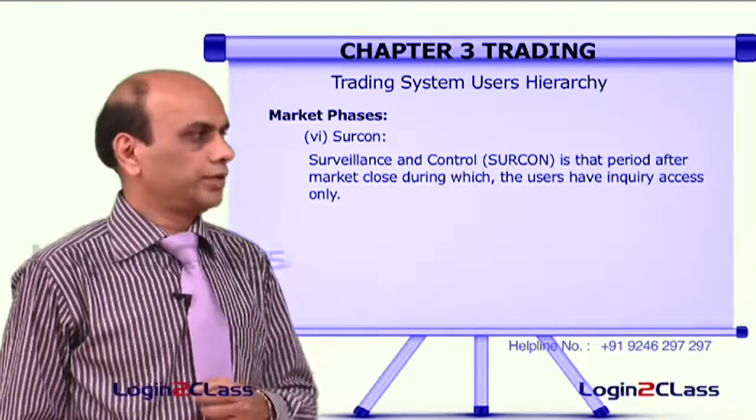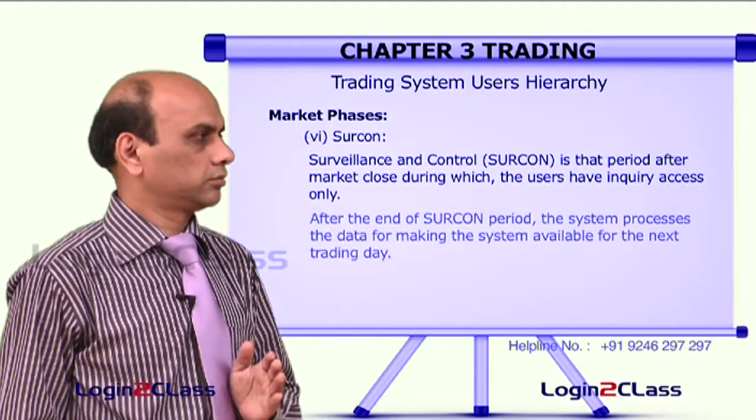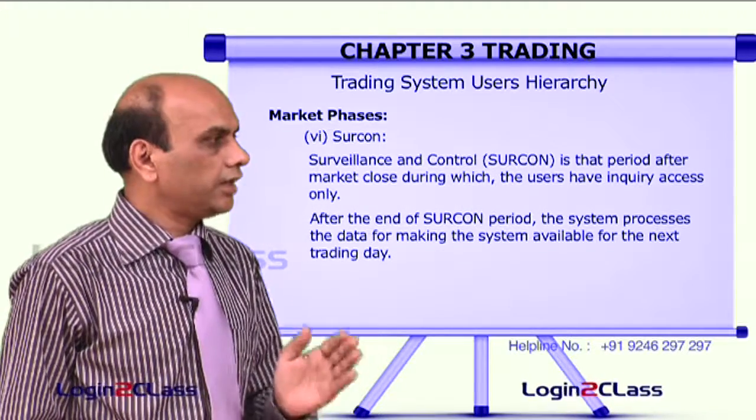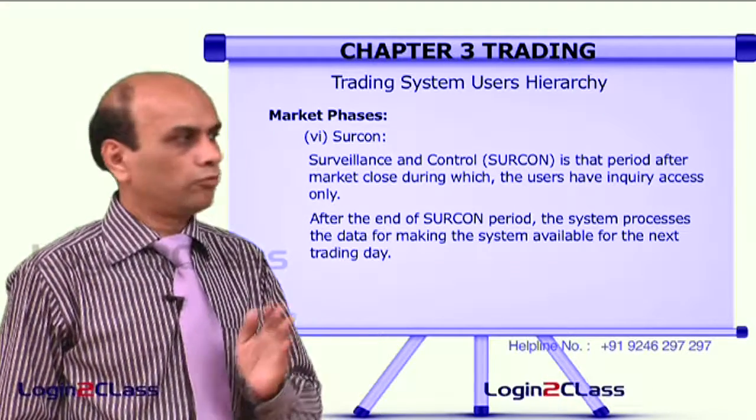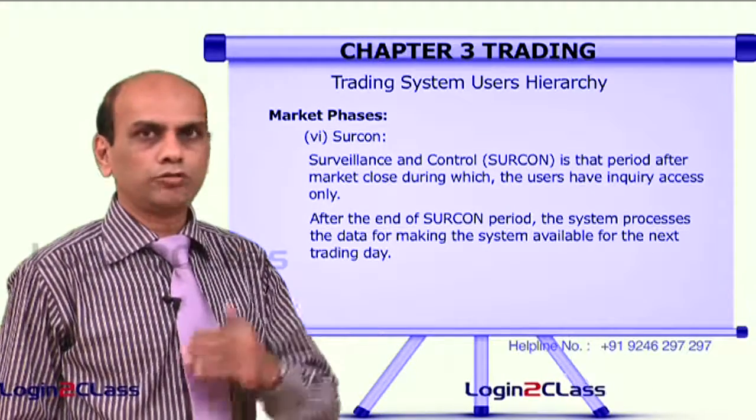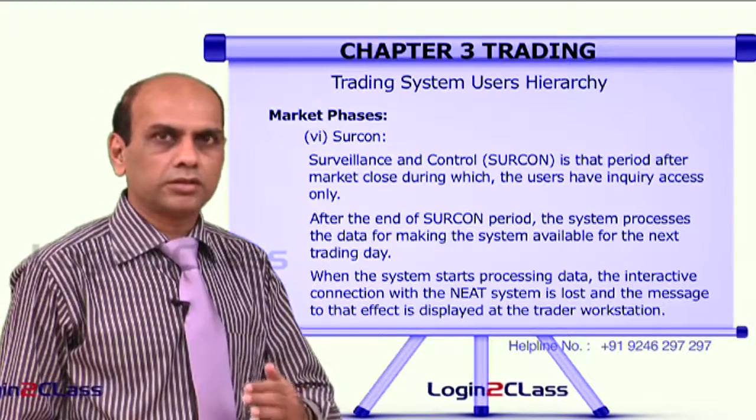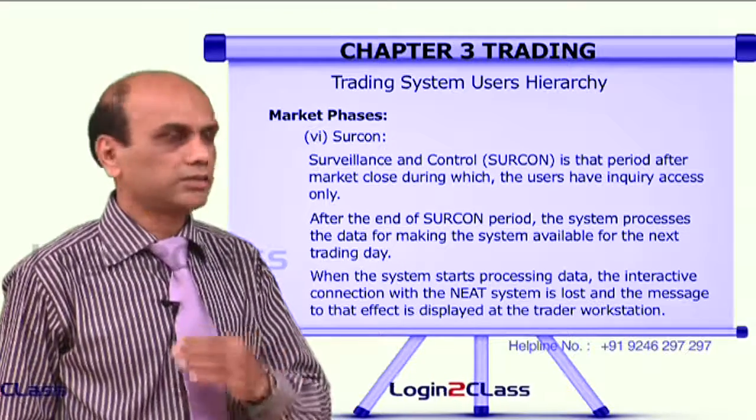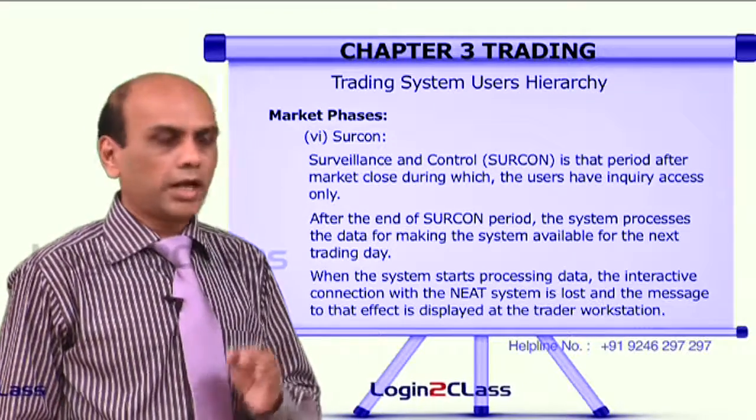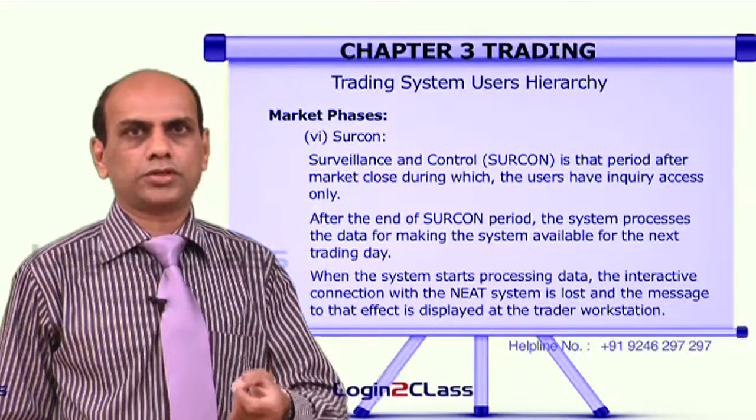During this Sarcon period, the users are allowed only to inquire. After the end of the Sarcon period, the system processes the data for making the system available for the next trading day. When the system processes this particular data, the interactive connection with the NEAT system is lost, and a message to that effect is displayed on the trader workstation.